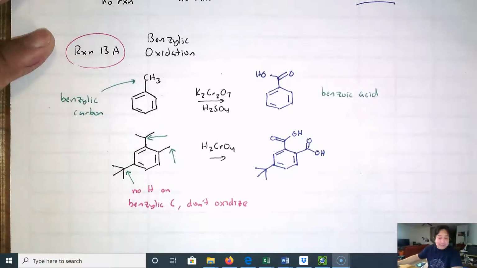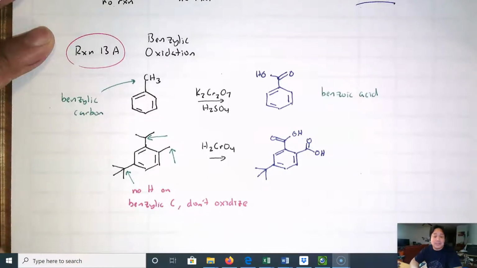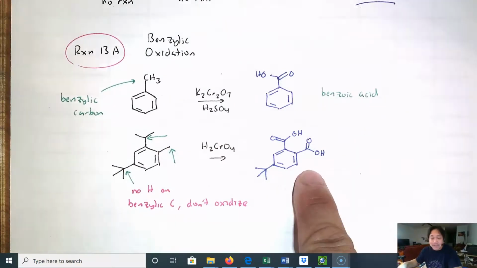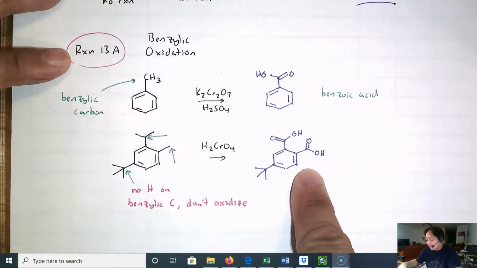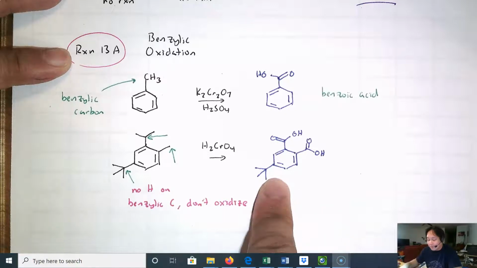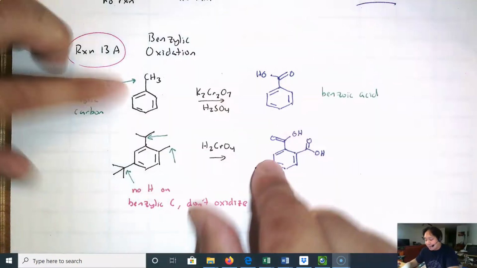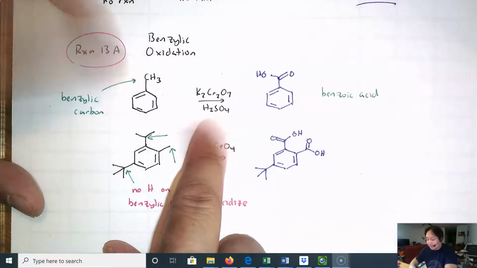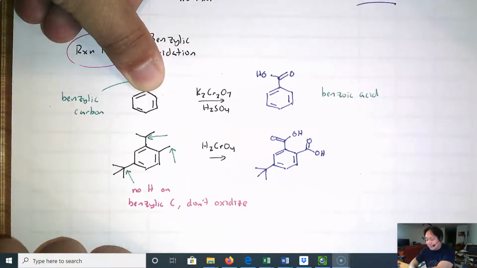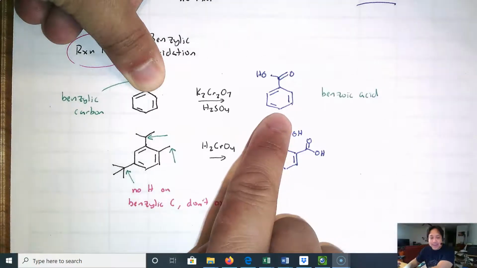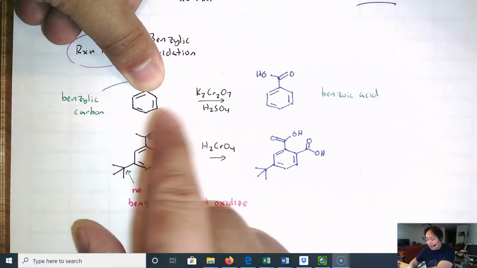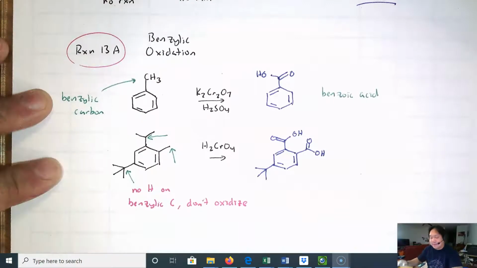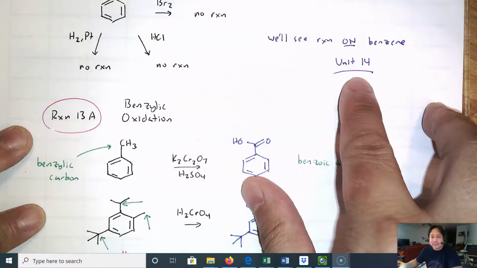If you have to do a synthesis where you make a benzoic acid, or we could call this a dibenzoic acid with some other alkyl group, see if you could get a methyl group onto the benzene ring, and then do an oxidation. If you start out with benzene and you want to get this benzoic acid, you need a carbon off of the benzene ring somehow. I haven't told you how to do that. That is unit 14.